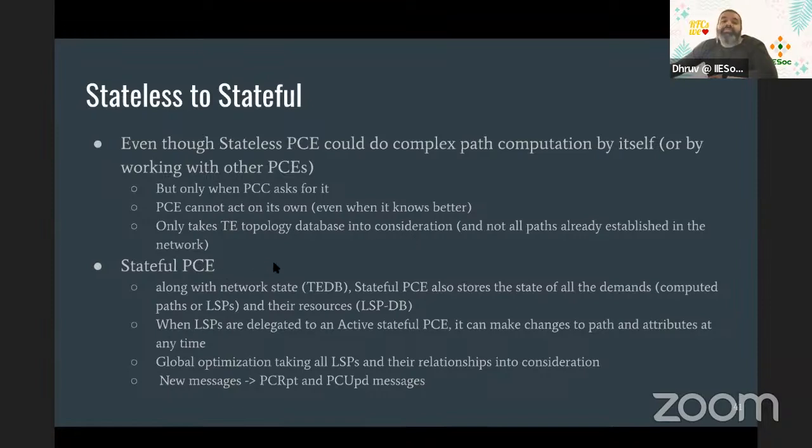With the stateful PCE, basically a new database came into the picture, which is the path database. What are the existing set of paths that are currently set up in the network? That's what a stateful PCE does. And having that database allows us to do much better path computation, because we could see the interaction of the current path with the previous path. Various associations could be maintained.